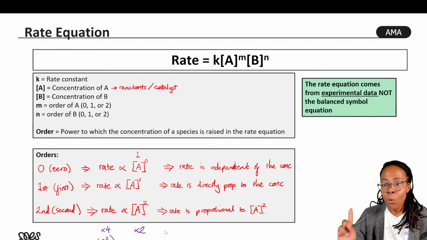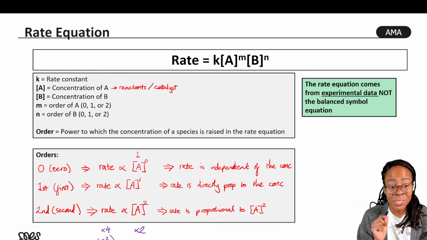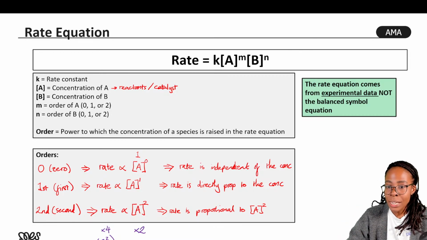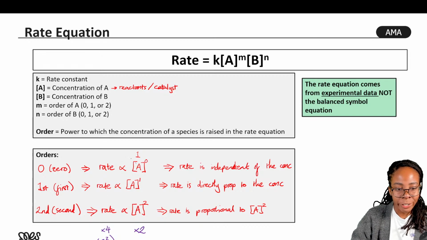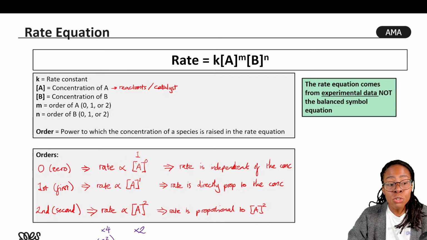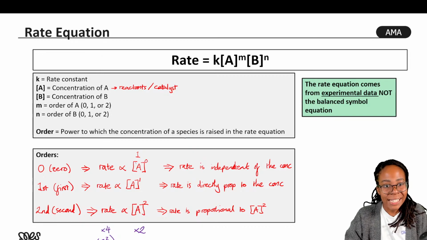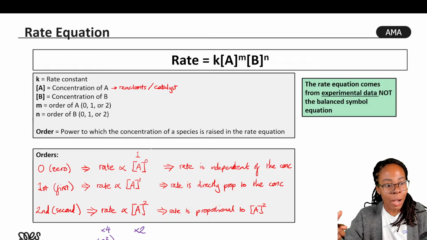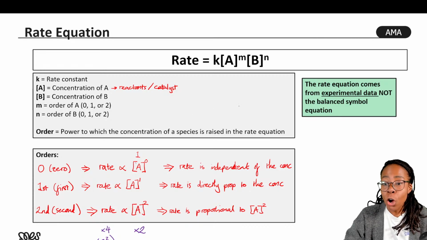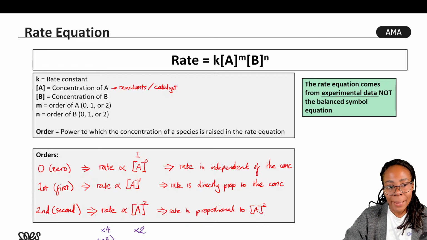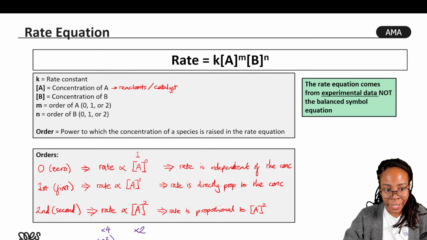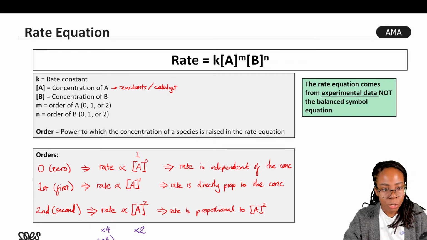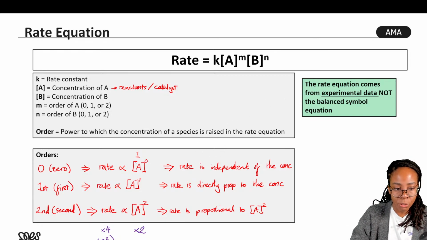Okay? So, actually, no, before we get to those examples, it's really, really important to note that the rate equation, so figuring out all of these orders, does not come from the balanced symbol equation. So it's not like Kc and Kp, where the concentrations are just raised to the power in the equation. We can only get the rate equation from experimental data. Okay, so by doing some practicals and figuring out how the concentration of a particular species is affecting the rate.